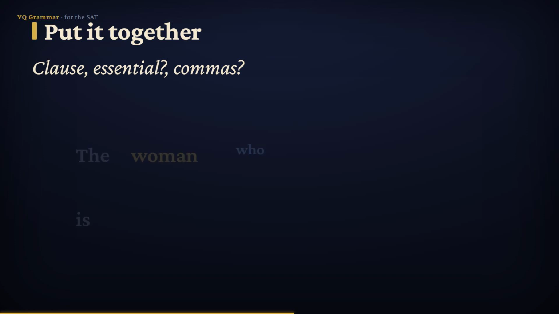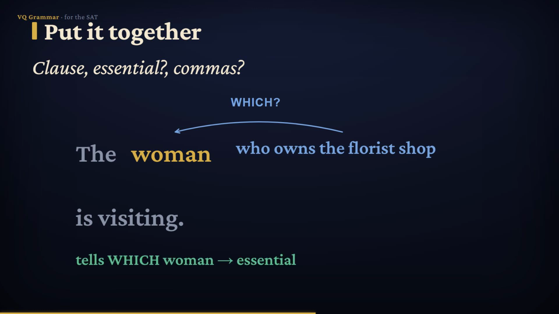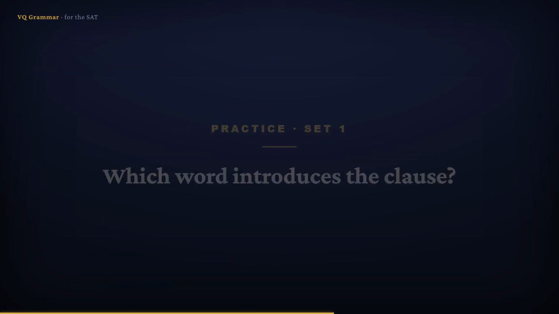Let's put it together. The woman who owns the florist shop is visiting my mom. The clause, who owns the florist shop, is an adjective clause, modifying woman. Is it essential? Yes, it tells us which woman. Without it, we wouldn't know who's visiting. So it's essential, and we use no commas. Adjective clause, essential, no commas, identified.